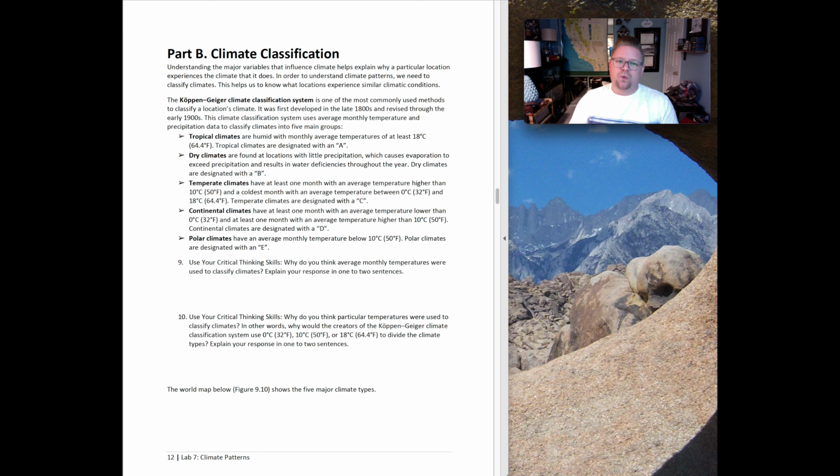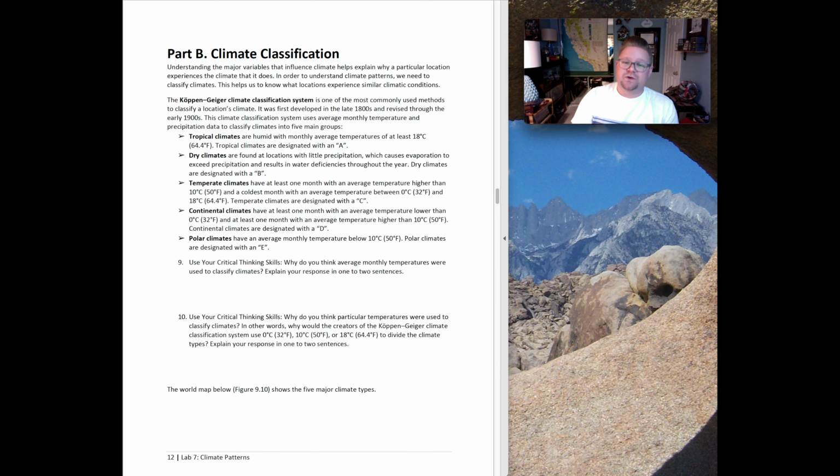So the way that this works, which is again one of the most popular methods, and we've been using it forever, is that we first start off in tiers. We start with the basic climate group, and then we can break it up into temperature and stuff like that. So to begin, these are our general climate areas: tropical, dry, temperate, continental, and polar.